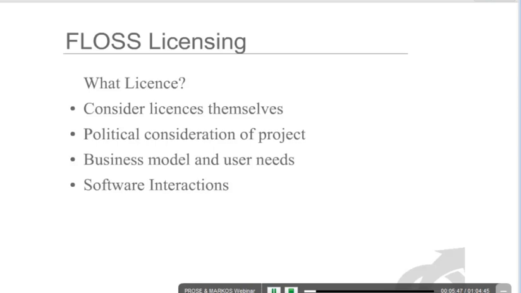Is it going to be completely free software, dual license software? Is it going to be software which is distributed on a freemium model where perhaps there's going to be support services sold, or is there some other way that the license needs to integrate with the finances of the business model? And also it's important to consider where the software will interact with other software and how it will do that, because various licenses have terms which may affect those interactions.